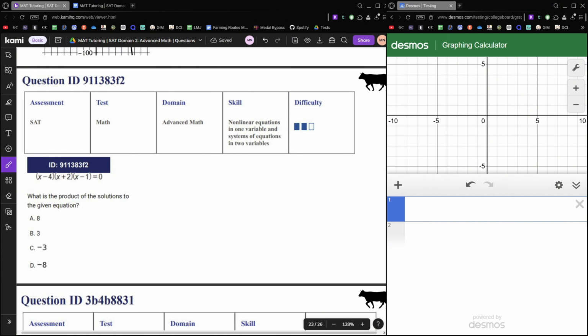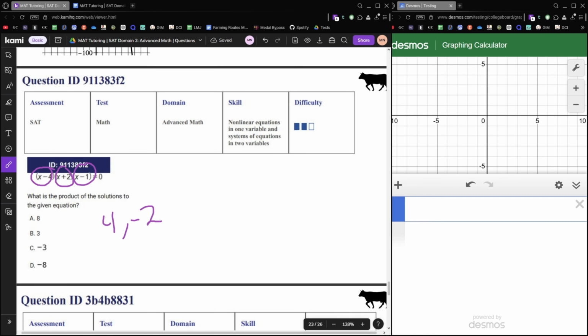Slide number 23, they give us an equation and ask us for the product of the solutions. If you remember anything about algebra, you can just set each of these little parentheses equal to 0 and get your solutions. So in the first one, that would be 4, and then -2, and then +1. If you multiplied all of this together, because that's what product is, multiplying, you would get -8. So our answer would be -8.